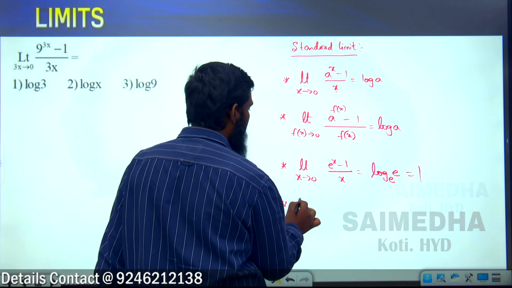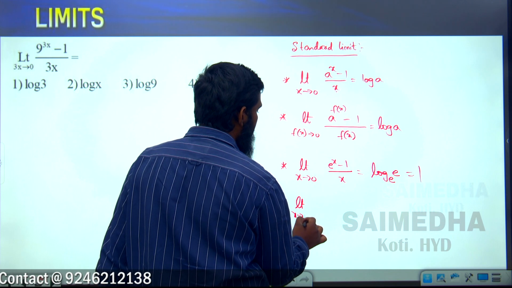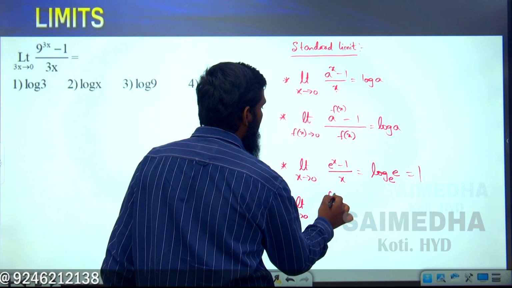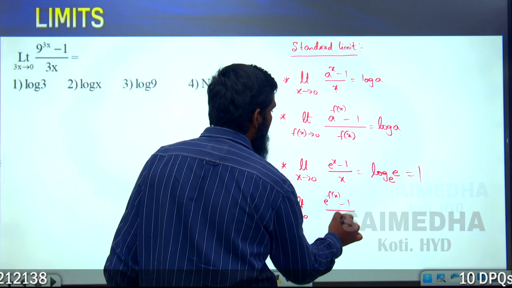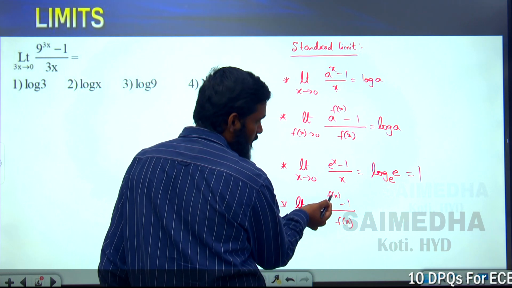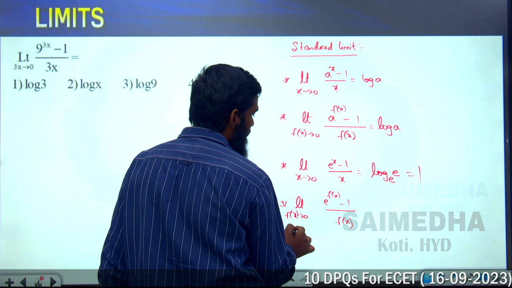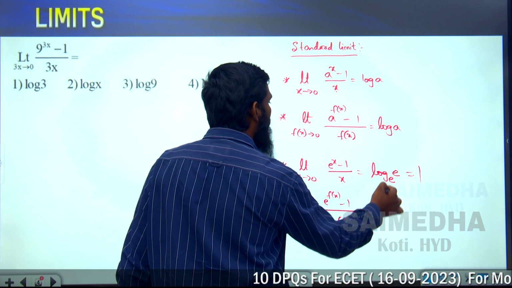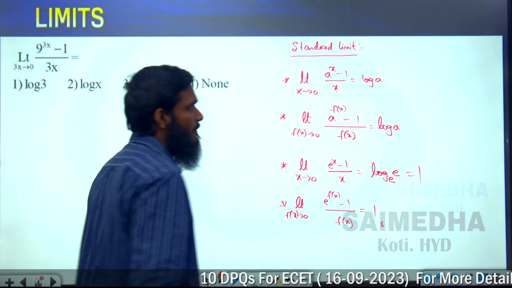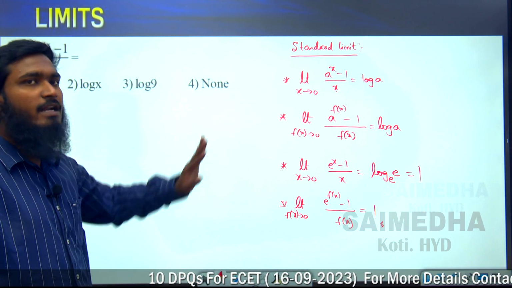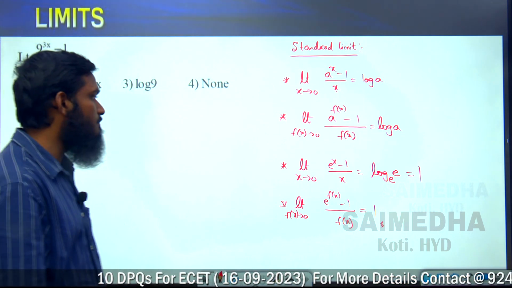Similarly, one more formula: limit x tends to 0, (e^f(x) - 1) divided by f(x). Here the f(x) in the numerator and the f(x) in the denominator are the same, so it is also equal to log e to the base e, which is equal to 1. So we have taken these standard limits, and this is most important.